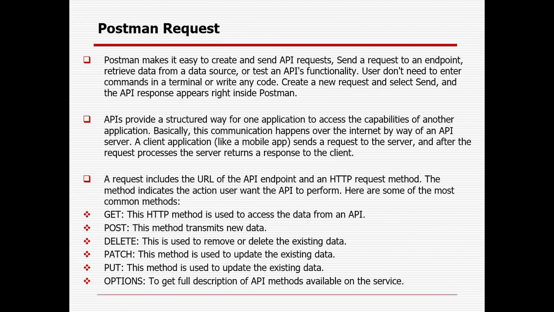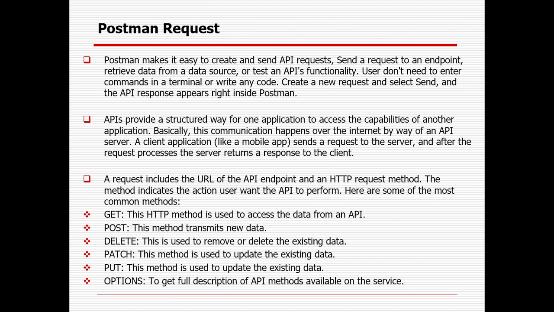An API provides a structured way for one application to access the capabilities of another application. Basically, this communication happens over the internet by way of an API server. A client application like a mobile app sends a request to the server, and after the request is processed, the server returns a response to the client. Once the request is correct, it will retrieve the response, with different types of body. I'll discuss it down the line.